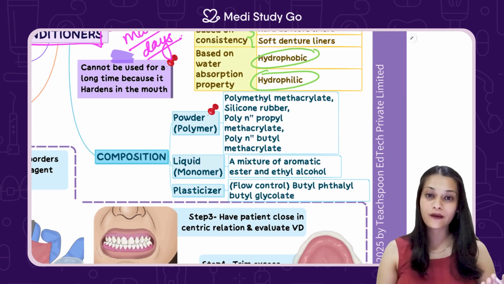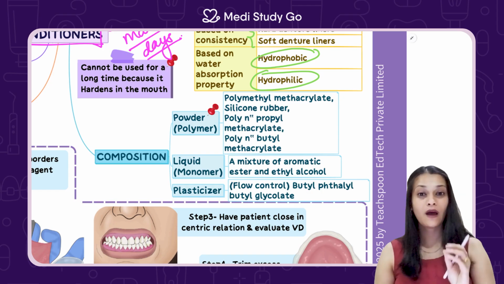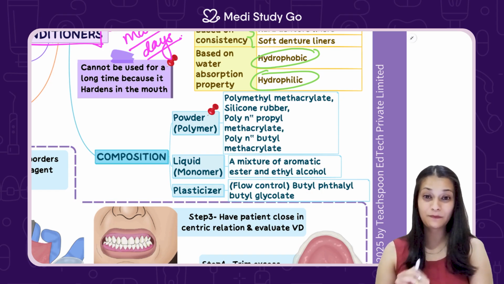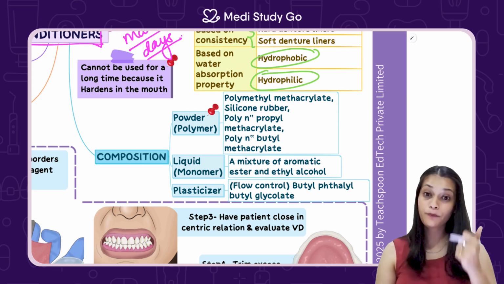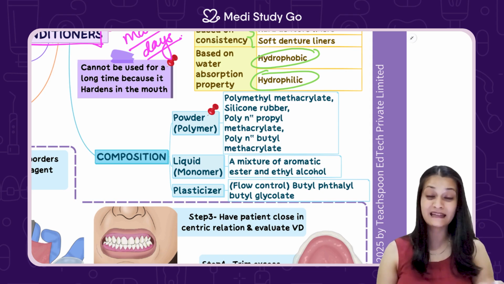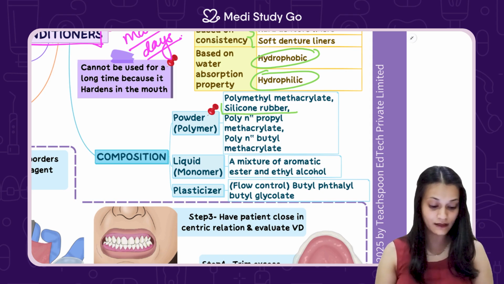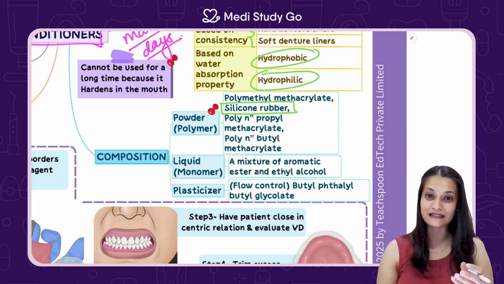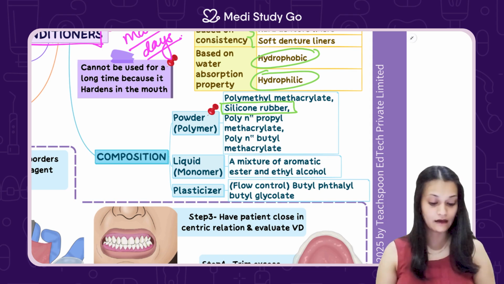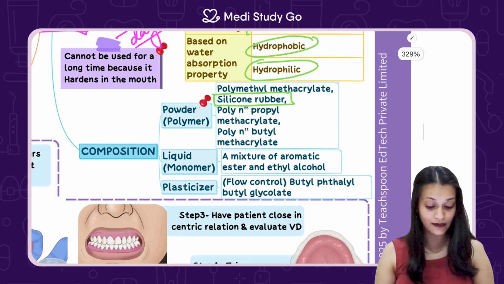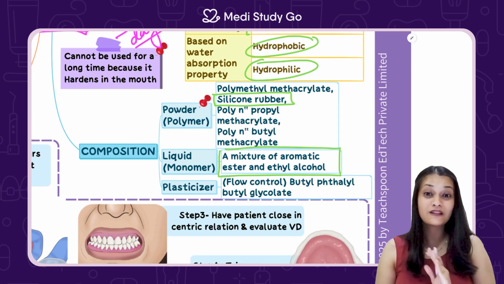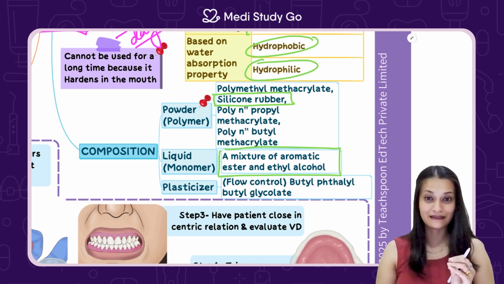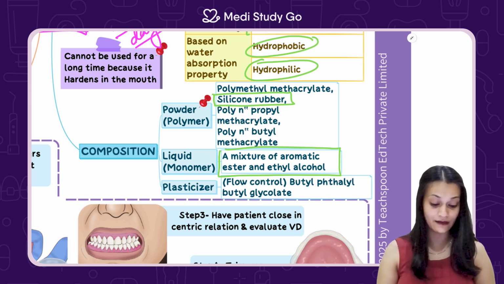So let's quickly talk about the composition now. So as we know, PMMA has a basic composition of polymer consisting of PMMA. This also has polymethyl methacrylate, propyl methacrylate, butyl methacrylate, but along with that, one important thing that gives that flexibility, the cushioning property, is the silicone rubber. And the monomer is actually going to have a mixture of ester and ethyl alcohol. It does not contain methyl methacrylate, but it contains ester and alcohol.